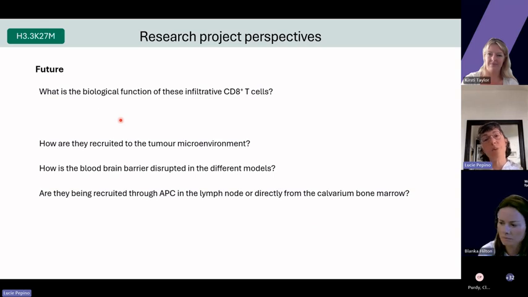But I want to do a deeper immunophenotyping of the lymphocyte compartment that I couldn't do with my first panel, because you can only include so many antibodies in a panel. How are they recruited to the tumor microenvironment? Because as I mentioned, you don't have that many lymphocytes at steady state in the central nervous system. So we want to understand how they're getting in.